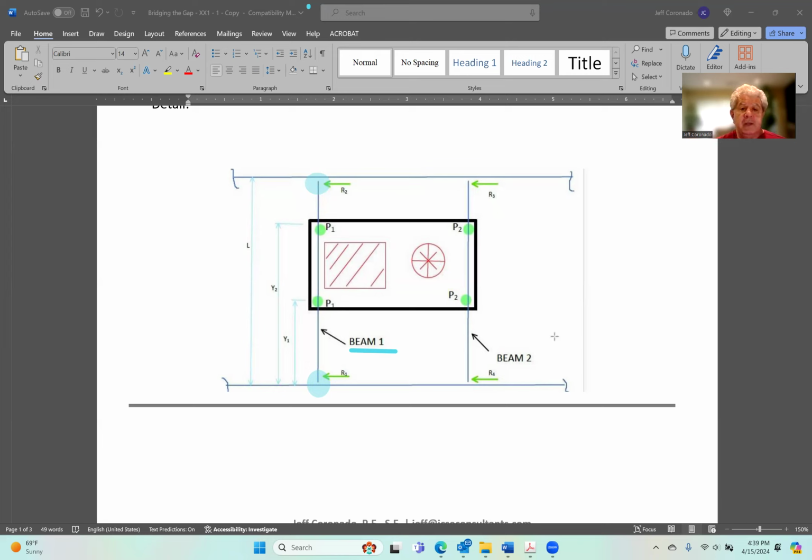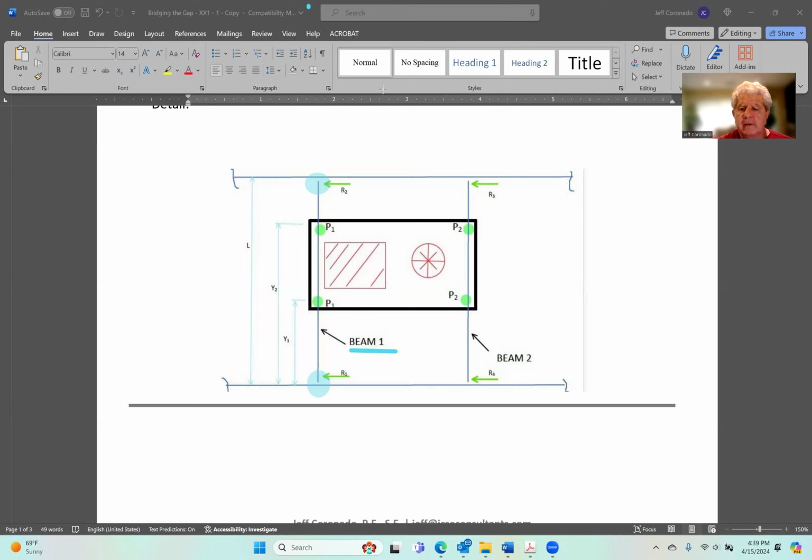right? No reason to believe they're going to be the same, and in fact, pretty unlikely that they would be the same. It means everything would have to be symmetrical, right? The P1s would be symmetrically placed on beam one, and any other tributary loading on beam one would have to be symmetrical. So, in all likelihood, R1 and R2 are not going to be the same. Okay, I think that was the point there, right?